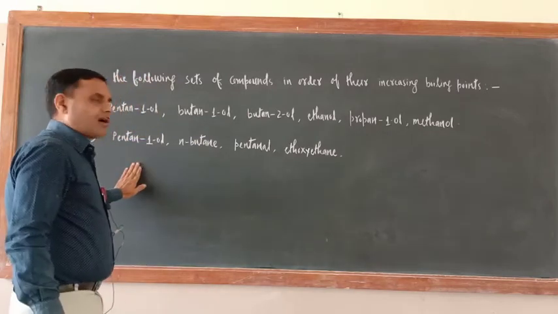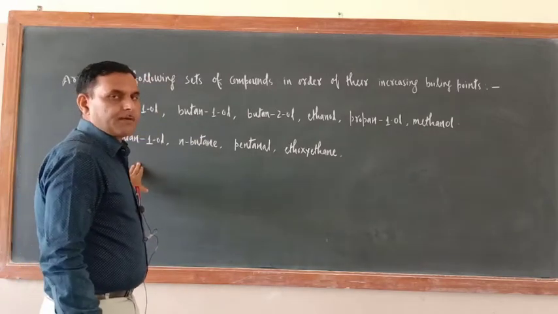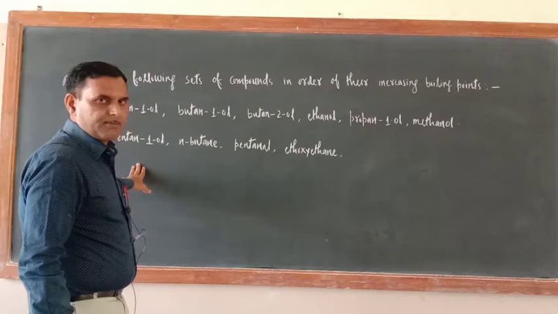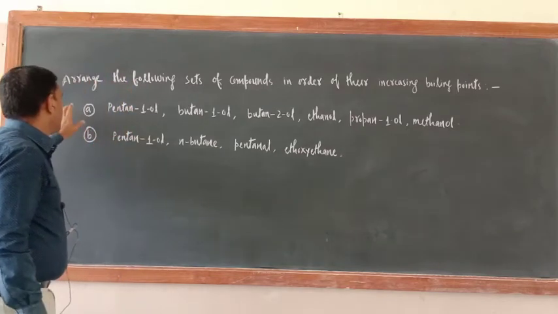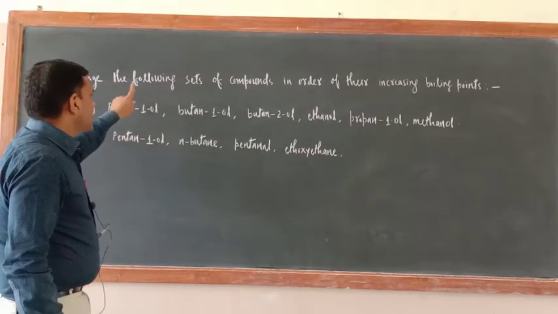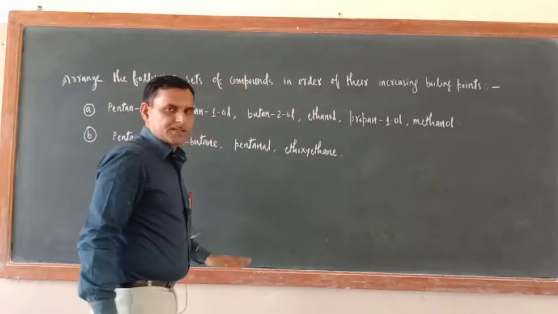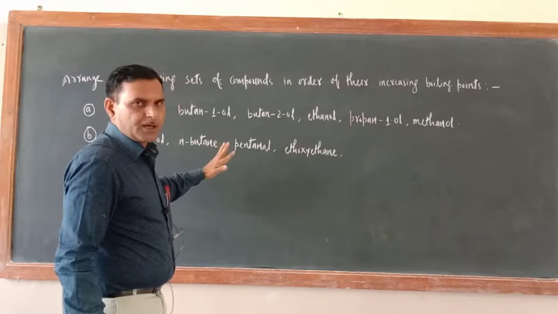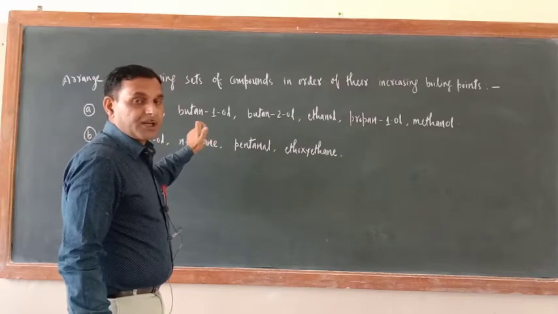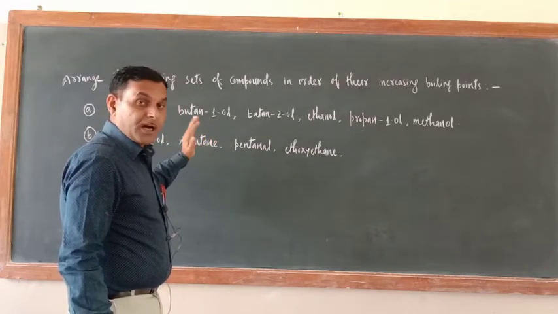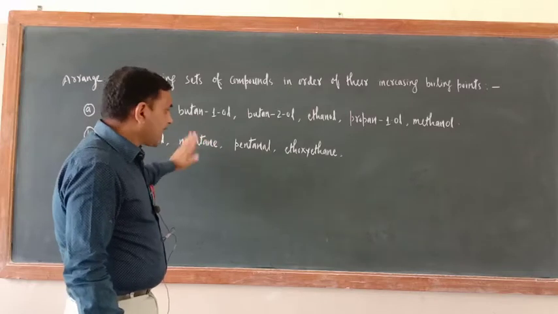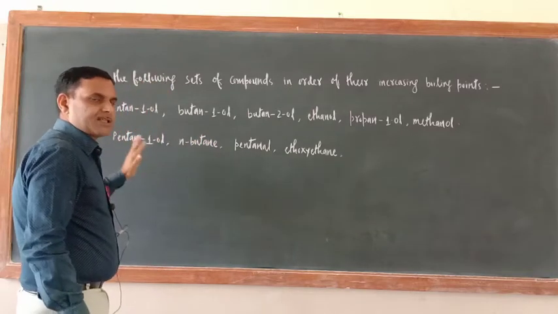Yesterday I taught you the boiling points and physical properties of alcohols and phenol. Today I am giving you one practice question. Arrange the following sets of compounds in order of their increasing boiling points. This is an NCERT question, but whatever theoretical knowledge we have got should be practiced while solving these examples.